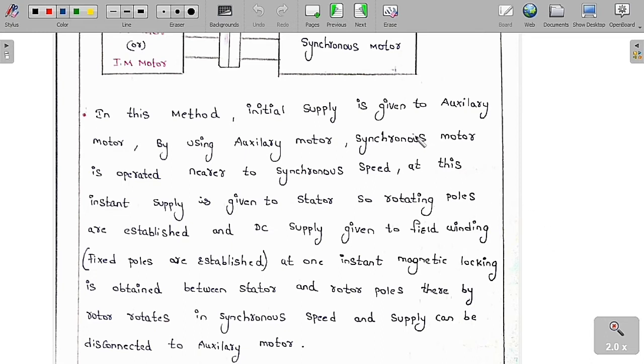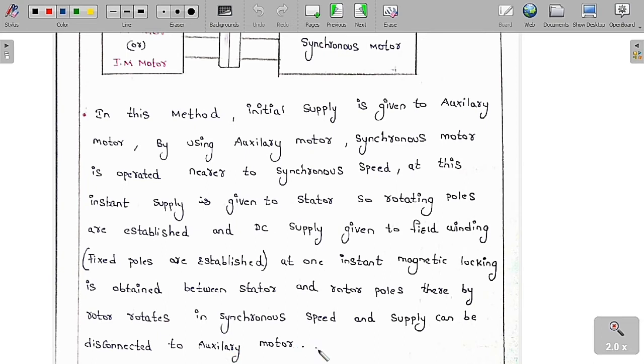So in this method, initial supply is given to the auxiliary motor. By using the auxiliary motor, the synchronous motor is operated near synchronous speed. At this instant, supply is given to the stator, so rotating poles are established, and DC supply is given to the field winding, so fixed poles are established. At one instant, magnetic locking is obtained between the stator and rotor poles. Thereby, the rotor rotates at synchronous speed, and supply can be disconnected to the auxiliary motor.